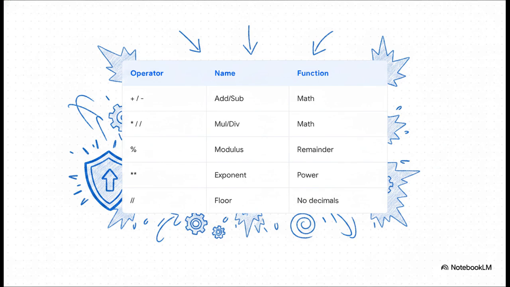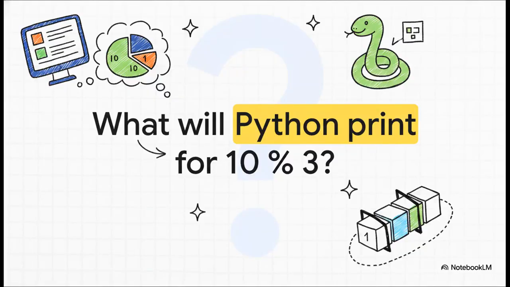But you really want to pay attention to those last three: modulus, exponentiation, and floor division, because those are your secret weapons for writing truly elegant logic. Actually, let's test this out right now. If we use the modulus operator for 10 % 3, what do you think Python will actually print?